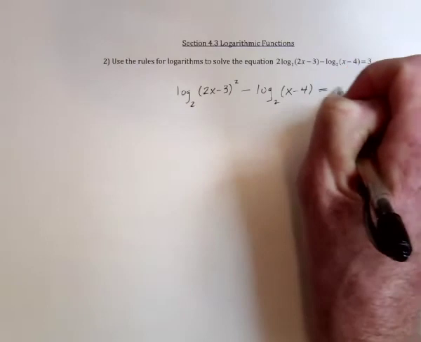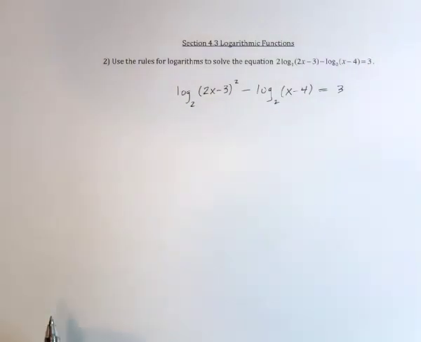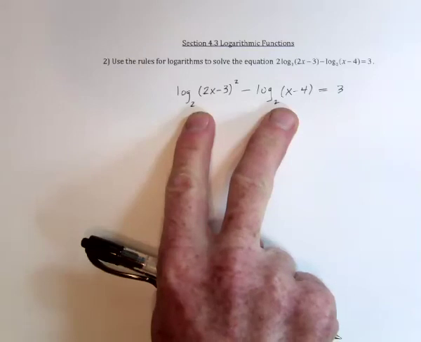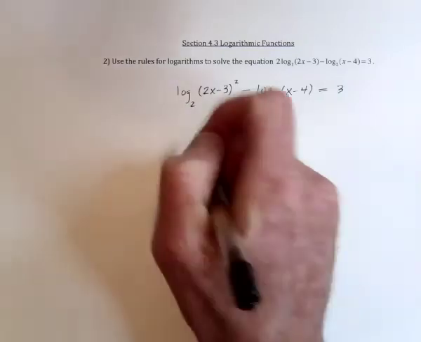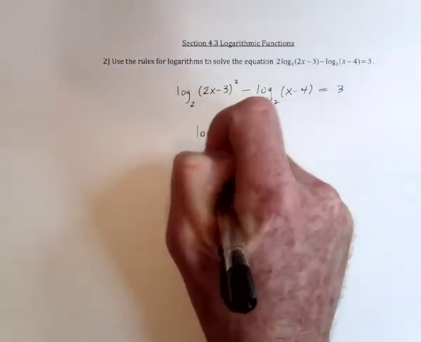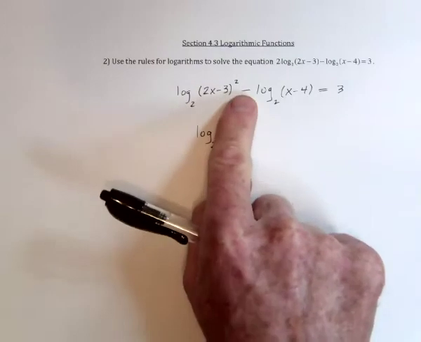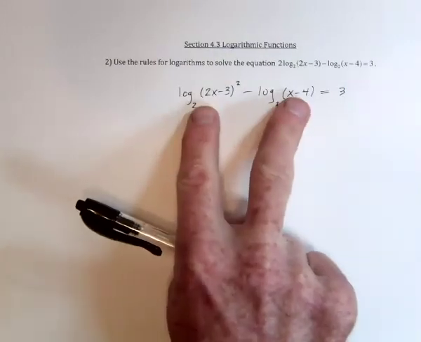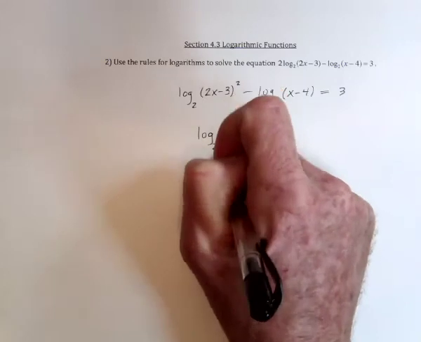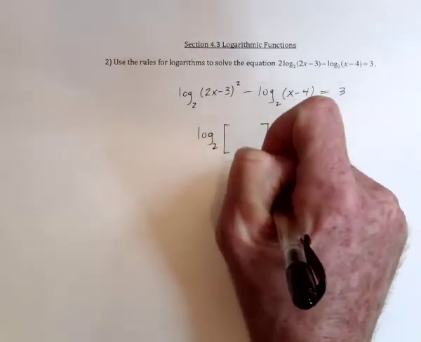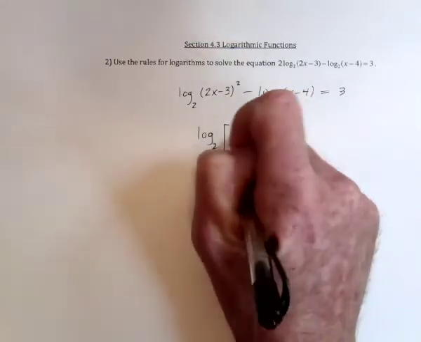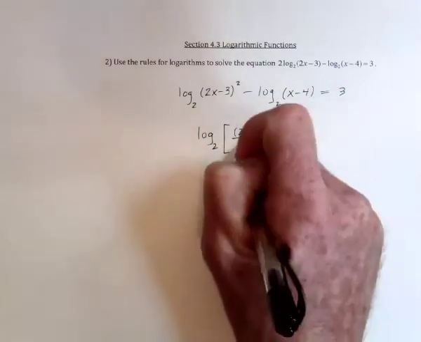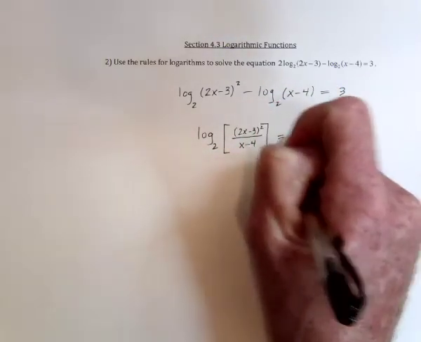And then the next thing to do is combine the two logarithms. Since they both have a base of 2, they can be combined to one logarithm that says base 2. Because this is subtraction, what I do is divide the arguments. So inside of the logarithmic function, there's now a fraction with 2x minus 3 squared on the top and x minus 4 for the denominator.